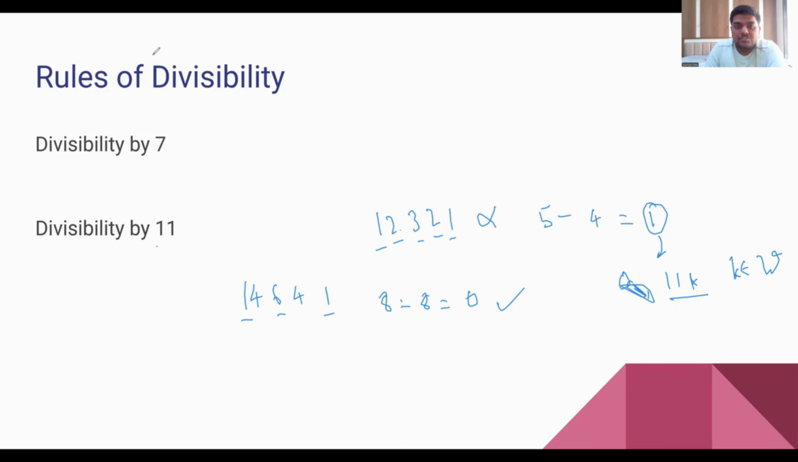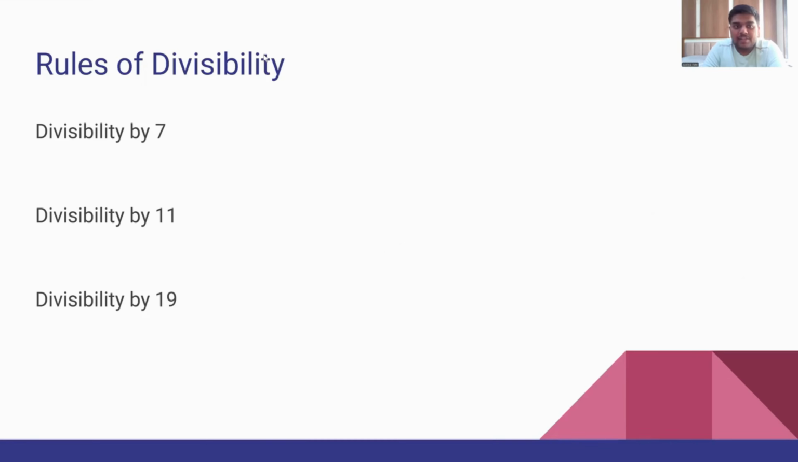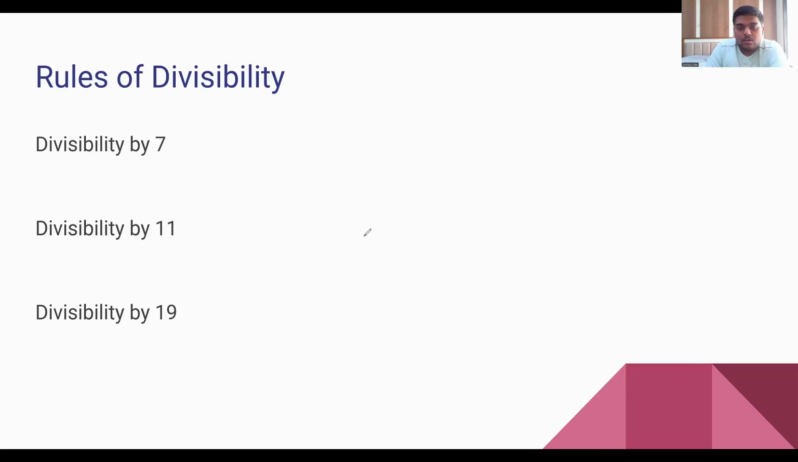Now let us check the last rule of divisibility. So it is divisibility by 19. It is pretty similar to divisibility by 7, but let us take the old example only. Now we double the units digit and add it. Rather than subtracting, we add it. So 4, 5, 6, 7, 4 plus 10. This is 4, 5, 6, 8, 4.